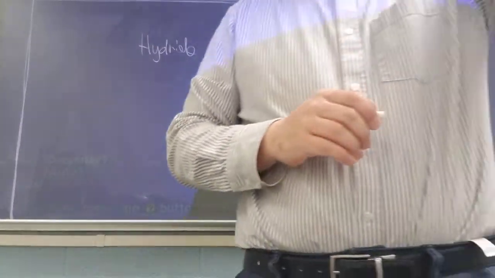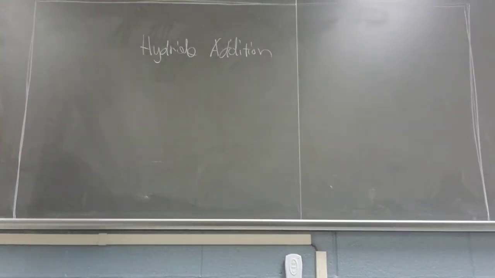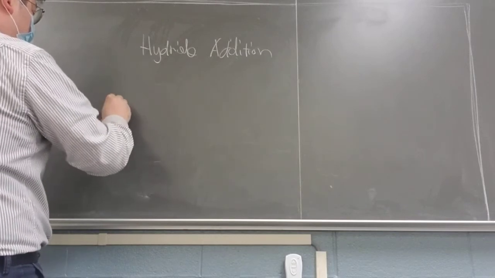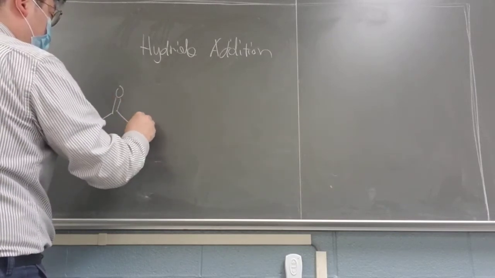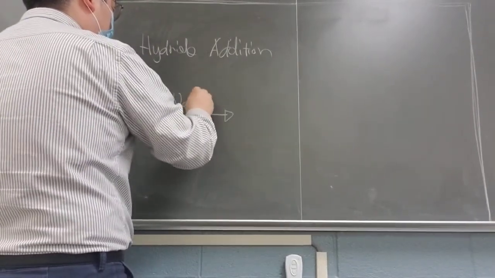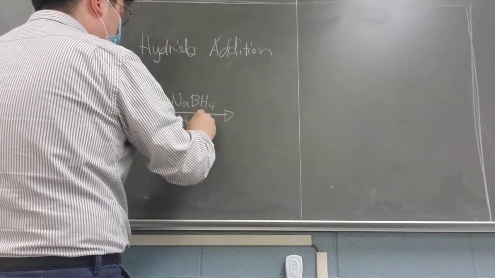So here's one addition you can also talk about. This is a hydride addition. In this case, we can treat the aldehyde with sodium borohydride. So we have maybe this one here, and we're going to treat it with sodium borohydride and maybe ethanol, and a bit of acidic conditions.